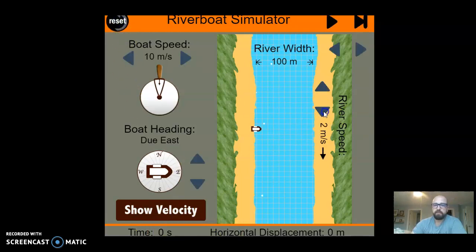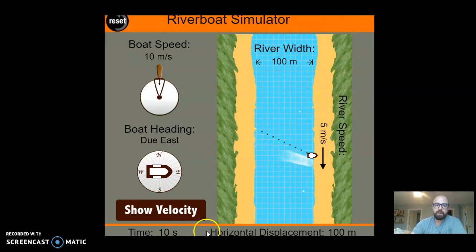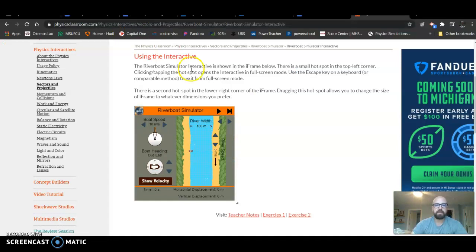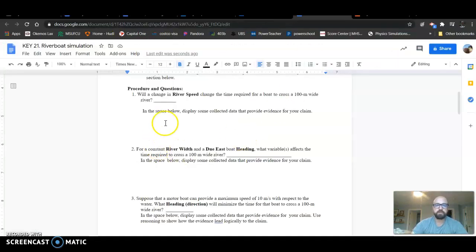Reset it, change the river speed to 2. 10 seconds to go across. And so I can change this to 5. 10 seconds to go across. So the point of that being, with that question, the answer to that is no.